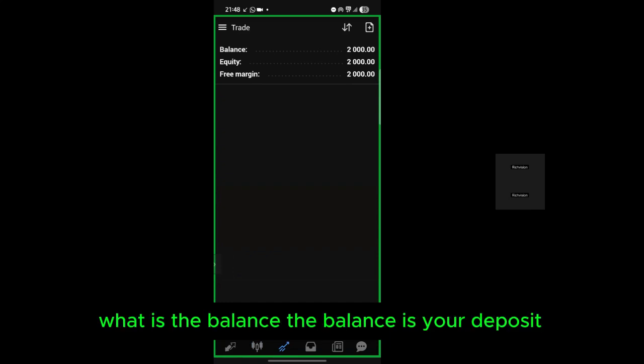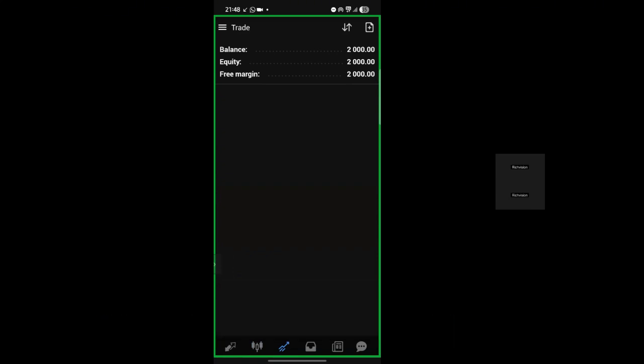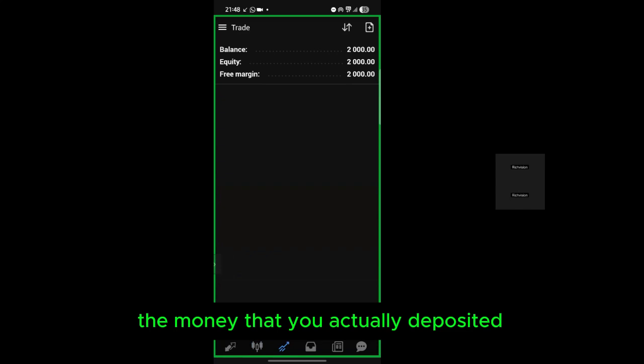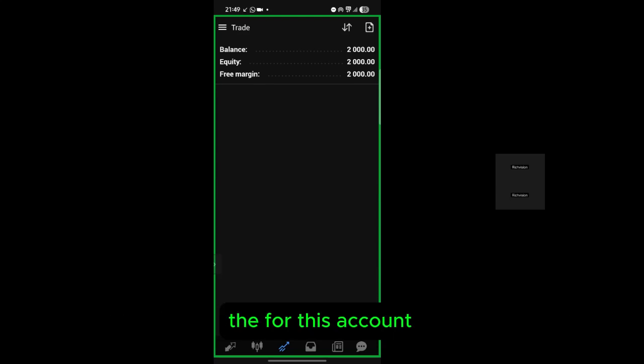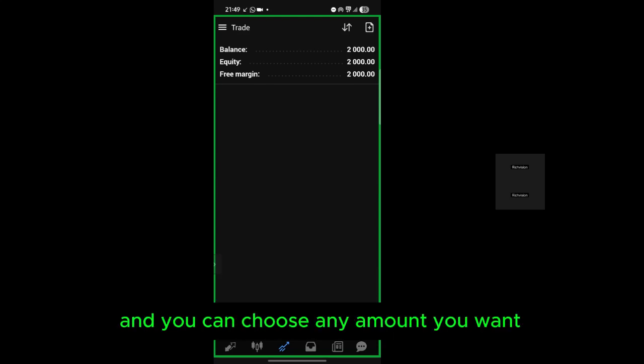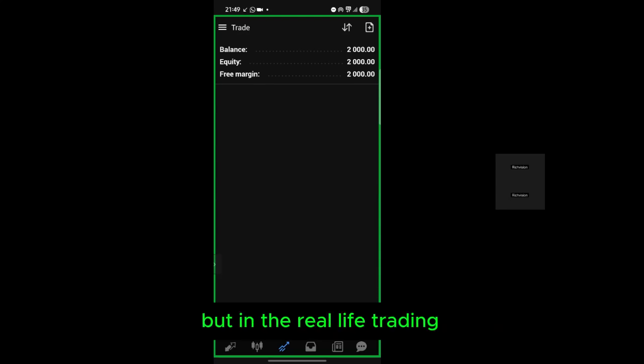What is the balance? The balance is your deposit. The money that you actually deposited is called your balance. But remember, I gifted you some money at the beginning. For this account, we just gave ourselves like $2,000, and you can choose any amount you want as far as the demo account is concerned. But in real life trading, it's going to be your own real money.